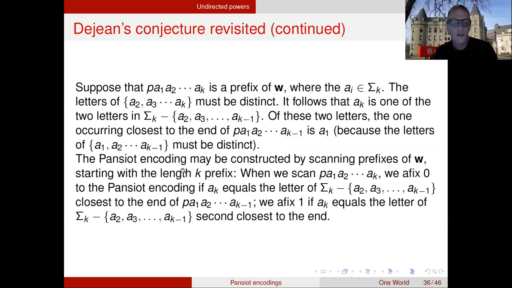Another way to talk about the Pansiot encoding: we could scan prefixes of W starting with the length k prefix. When I scan that prefix, I stick a zero on the end of the Pansiot encoding if a_k is equal to the letter of Sigma_k minus {a_2 up to a_{k-1}} closest to the end of the prefix. And we stick a 1 on if a_k is the letter of that set second closest to the end.